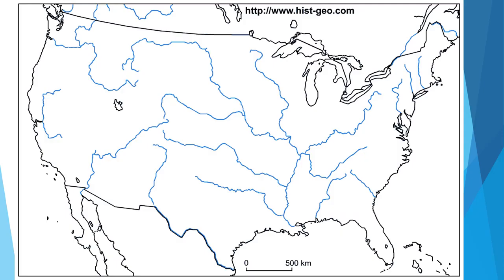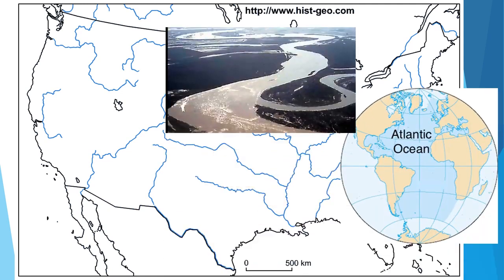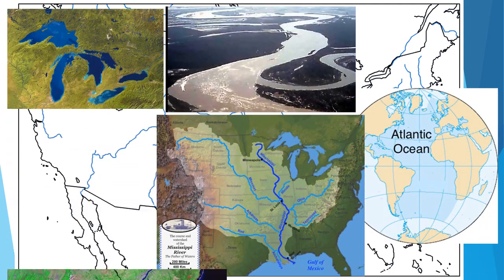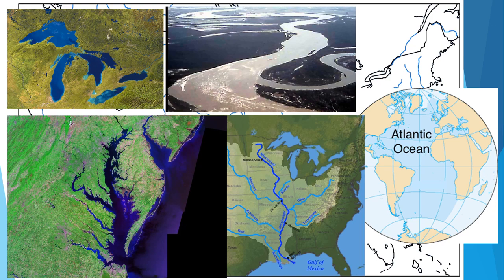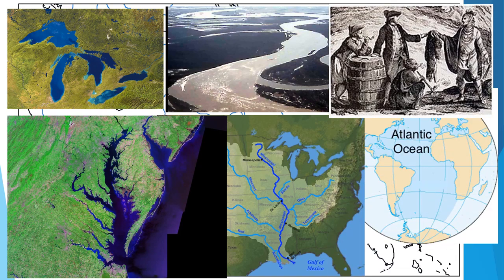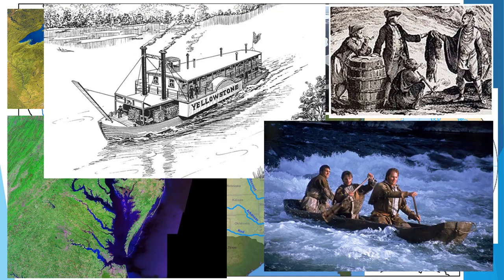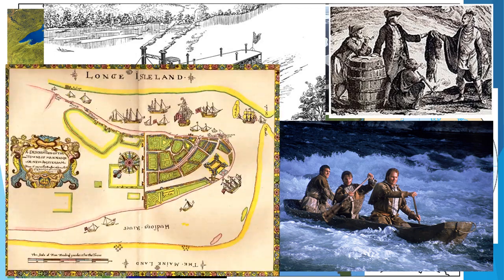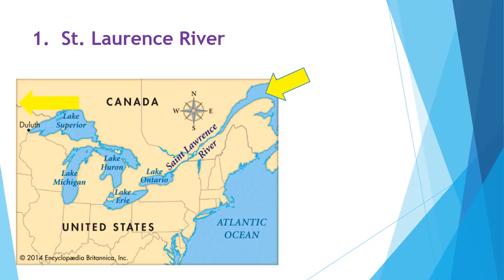The major bodies of water in the United States include oceans, rivers, lakes, and bays. These bodies of water have brought about trade, transportation, exploration, and settlement throughout the United States' history.